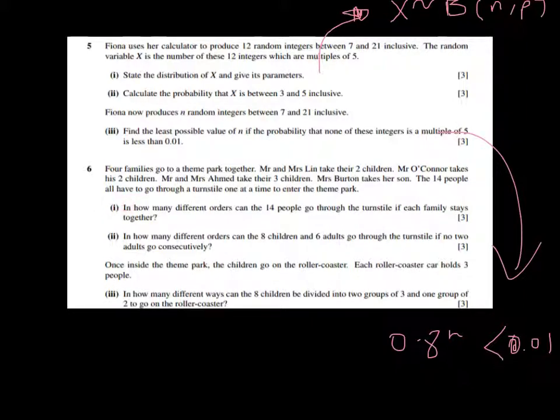So you're going to first of all look at all the different ways you can arrange the 4 groups or families, and then you're going to look at how many ways within each group you can arrange the people themselves to go through a turnstile, and multiply all that together.